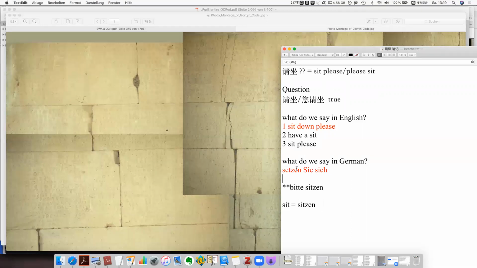And then the German is even more unfamiliar, because in German they use a very interesting expression. It's called setzen Sie sich. We would not say in German bitte sitzen or sitzen. Probably if someone talks to his dog, I have heard sitzen only when someone is talking to his dog and he wants the dog to sit down. But usually, if you talk to a human being, you would say setzen Sie sich. Okay, so then let's move on.